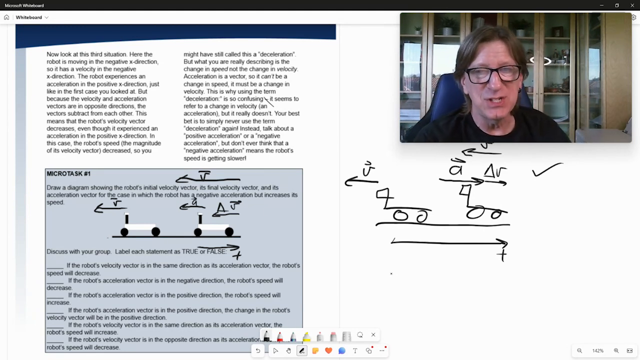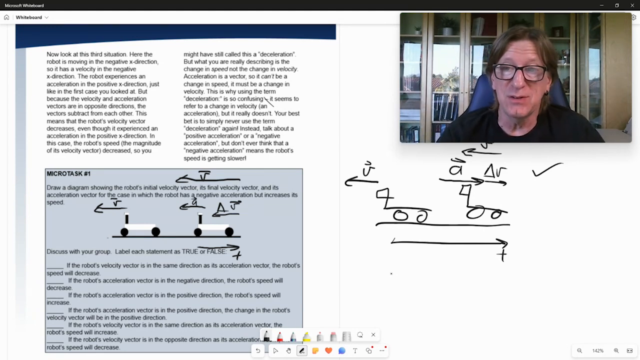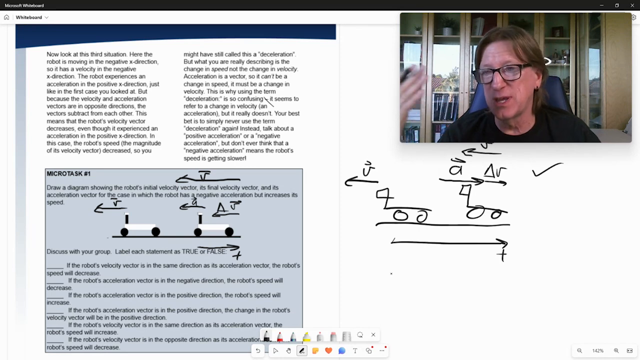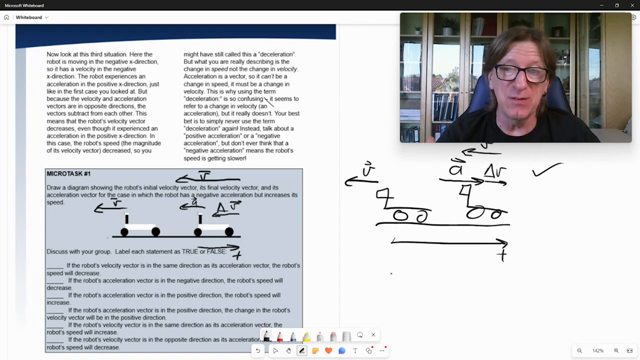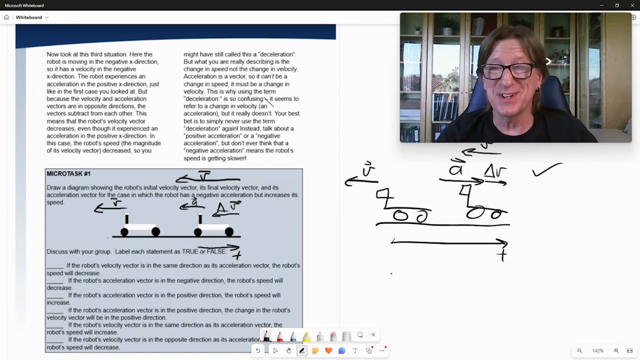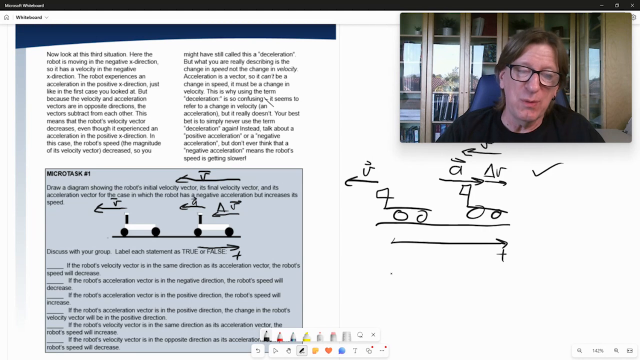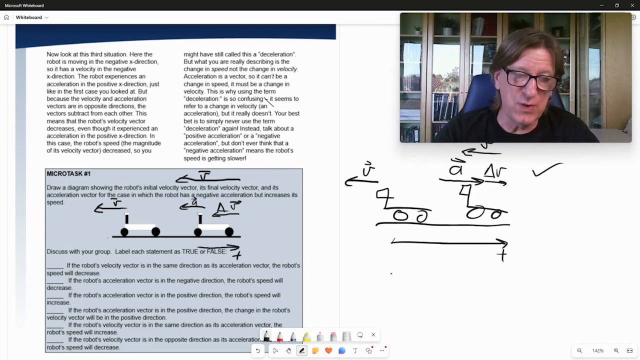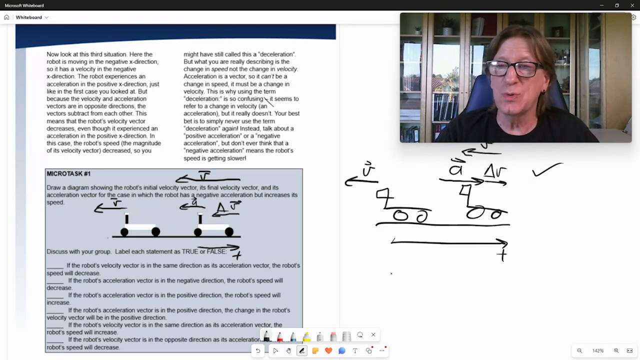If you say deceleration, again, it's not clear what you mean. You certainly don't mean a negative acceleration, because sometimes that can make it speed up. So deceleration really is more talking about the speed, not the vector. But even then it's confusing, because as you can see, the speed itself depends upon the direction of the vector. All right, so what I want you to do now is look at the true-false questions in microtask 1, pause the video, think about each one very carefully, and tell me if it's going to be true or false. Pause the video.